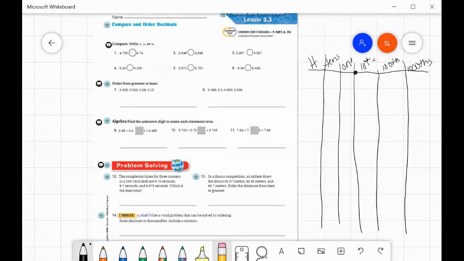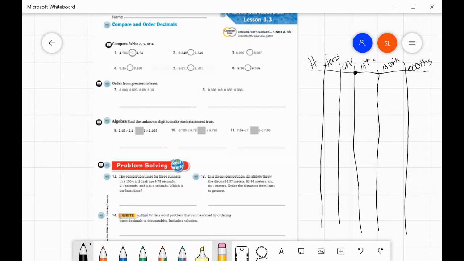Now, when we compare and we order decimals, we're trying to basically see which one is greater than or less than. Or if we're going to order them, we're putting them in order from smallest to largest or largest to smallest. And in order to do that, you need to be able to look at their place value. So having a place value chart is very easy for you to be able to put the numbers into the chart and then compare them.